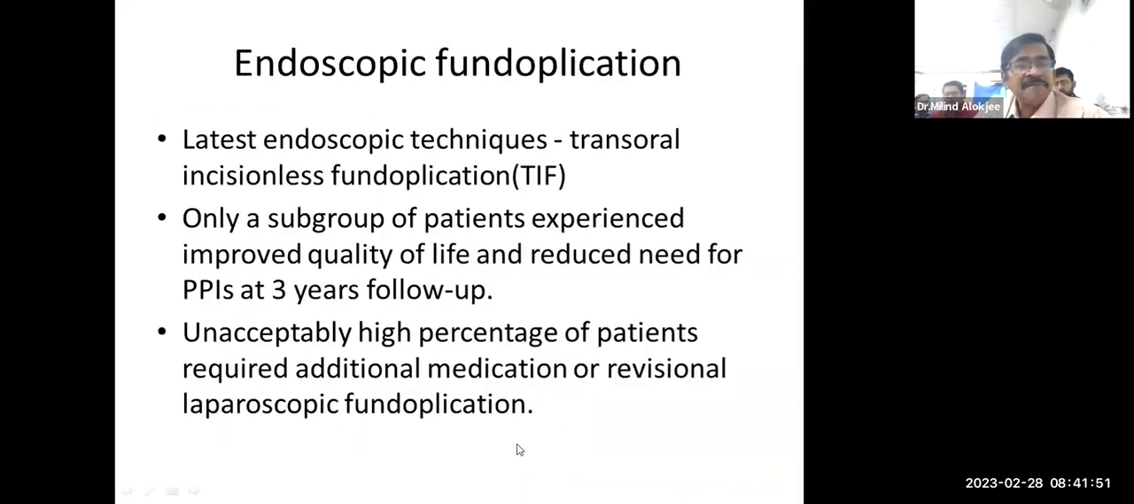Then comes the endoscopic fundoplication. The most common procedure being performed now is transoral incisionless fundoplication, TIF. Only a subgroup of patients experienced improved quality of life and reduced need for PPI at 3 years of follow-up. There is an unacceptably high percentage of patients who required additional medication or revisional laparoscopic fundoplication following the endoscopic procedure.